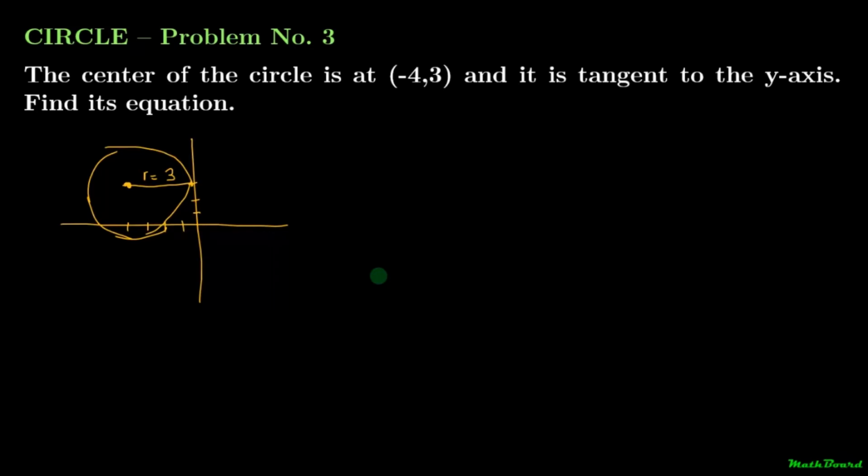Okay? So the center is at negative 4, 3. Therefore, the radius is 3 units. I'm so sorry. It should be 4 units from the center. 1, 2, 3, 4. Sorry. So this should be 4.